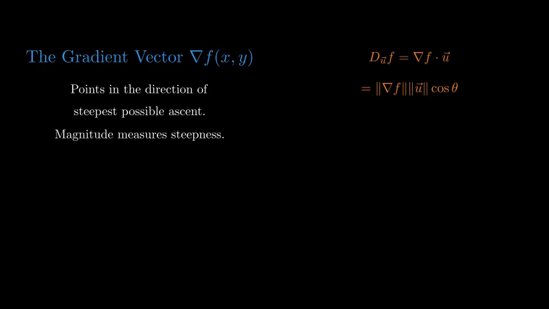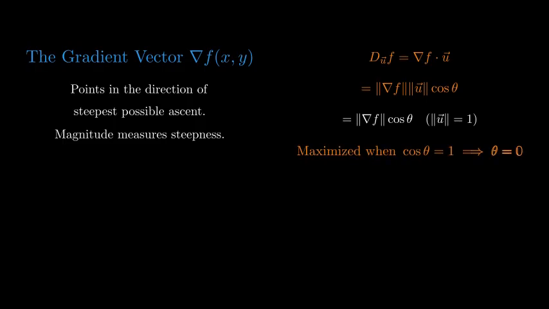As we move across the surface, the magnitude of the gradient is a fixed value at any given point, which means the only variable that changes the rate of change is the cosine of theta. The cosine function reaches its absolute maximum possible value of 1 when the angle theta is equal to 0 radians. For the angle theta to be 0, the unit vector must point in the exact same direction as the gradient vector.